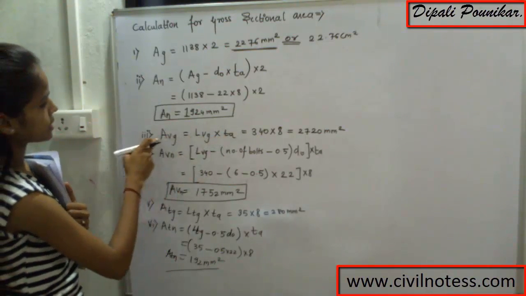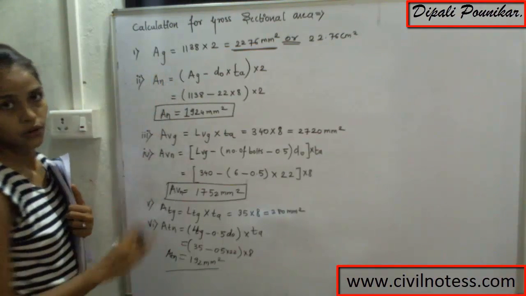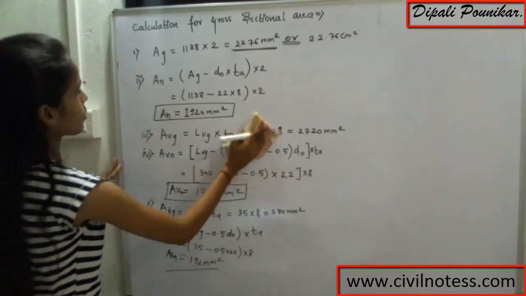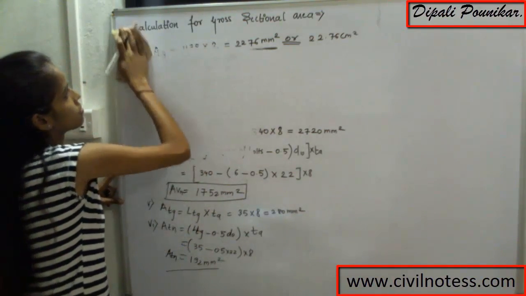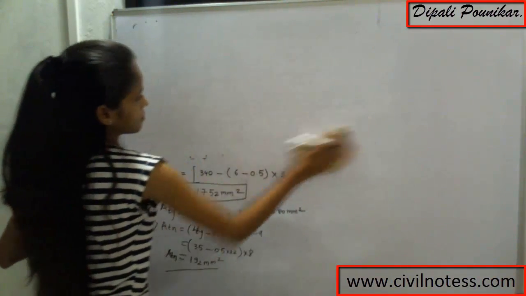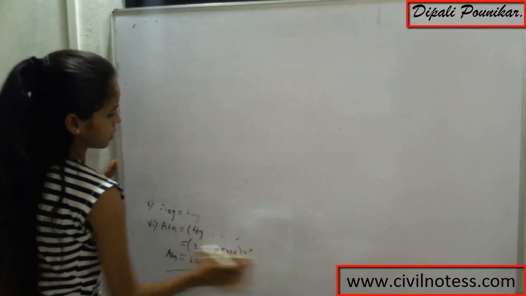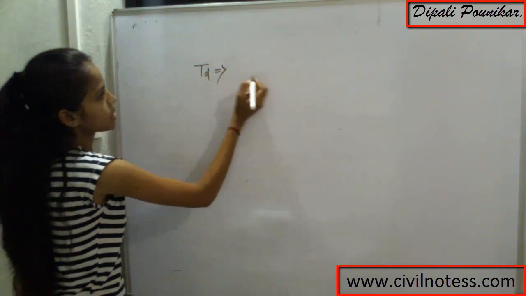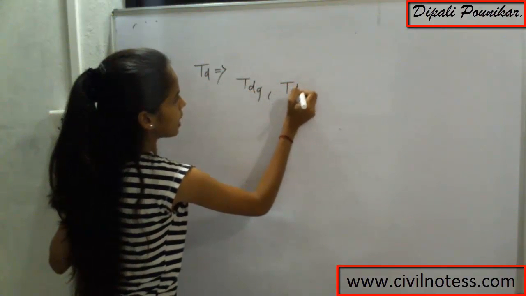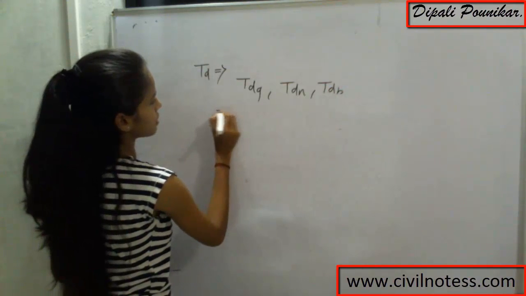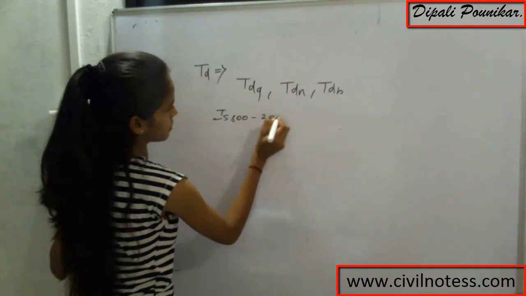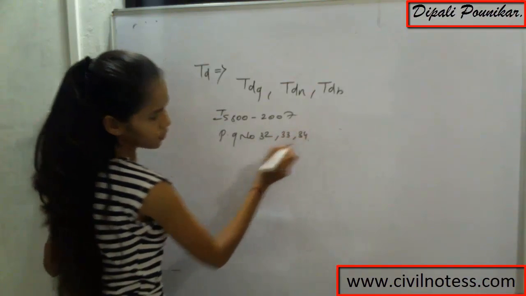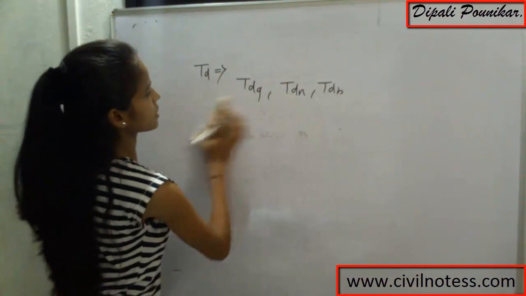So we have AVN, ATG, AVG, AN and AG. After that, we have to calculate the TD, the design tensile load, with the help of three formulae, TDG, TDN and TDV, which are given in IS 800 2007, page numbers 32, 33 and 34. So we move towards the calculation.